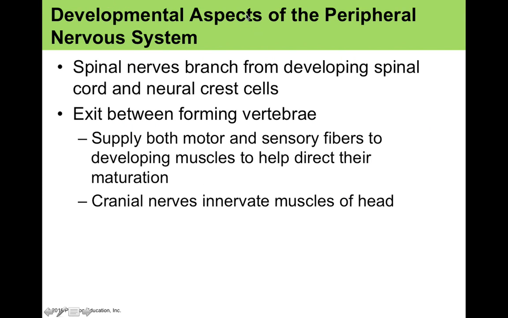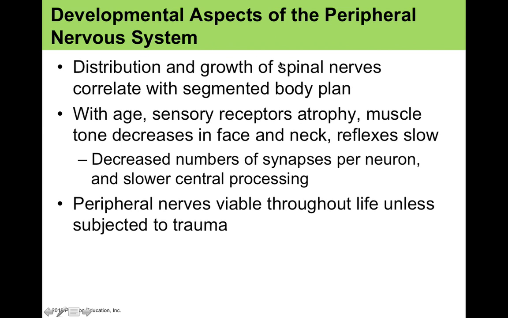So in terms of developmental aspects of the peripheral nervous system, we know that spinal nerves branch from the developing spinal cord and neural crest cells. They actually exit the vertebral foramen and basically supply motor and sensory fibers to developing muscles prior to their maturation. Cranial nerves also innervate muscles and structures of the head. And distribution of growth of spinal nerves correlates with the segmented body plan.